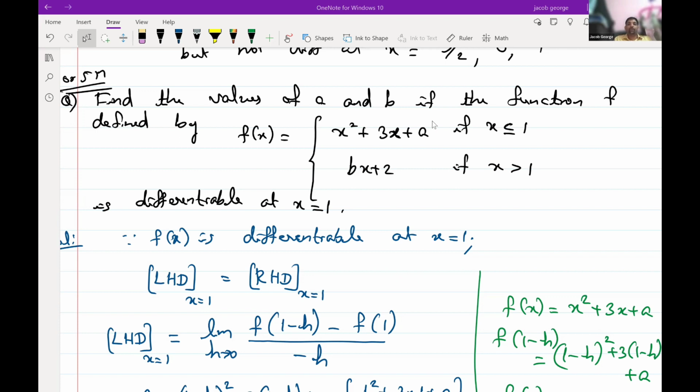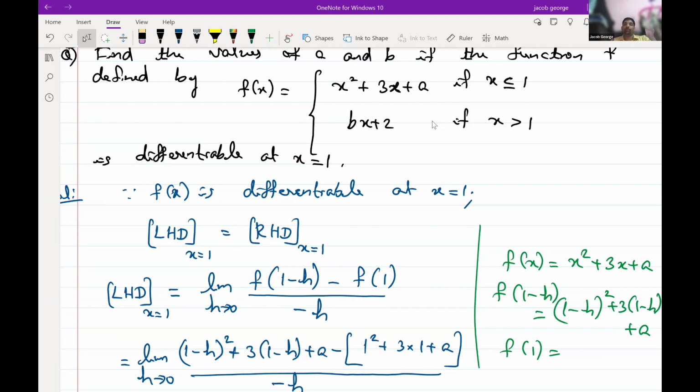Okay, so the first step is, since f of x is differentiable at x equal to 1, the left-hand derivative at x equal to 1 is equal to the right-hand derivative at x equal to 1. This is the definition of differentiability. Now, left-hand derivative means limit h tends to 0, f of a minus h minus f of a by minus h. That's the formula for the left-hand derivative. Here in place of a, it is 1. So limit h tends to 0, f of 1 minus h minus f of 1 upon minus h.